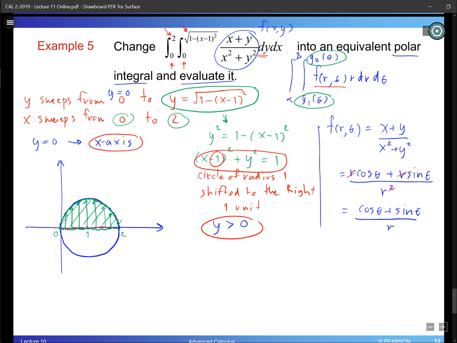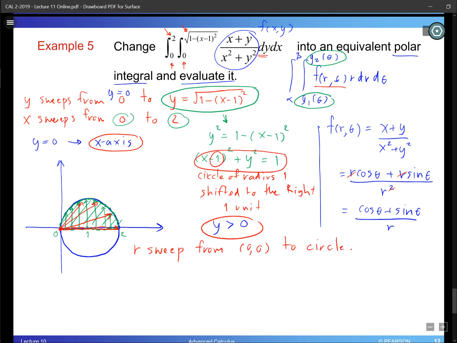radius sweeping. Now we have to come back to the diagram and determine how the radius sweeps across the region. Radius starts from the origin and sweeps to the circle. So we can make a note here: r sweeps from origin to circle.